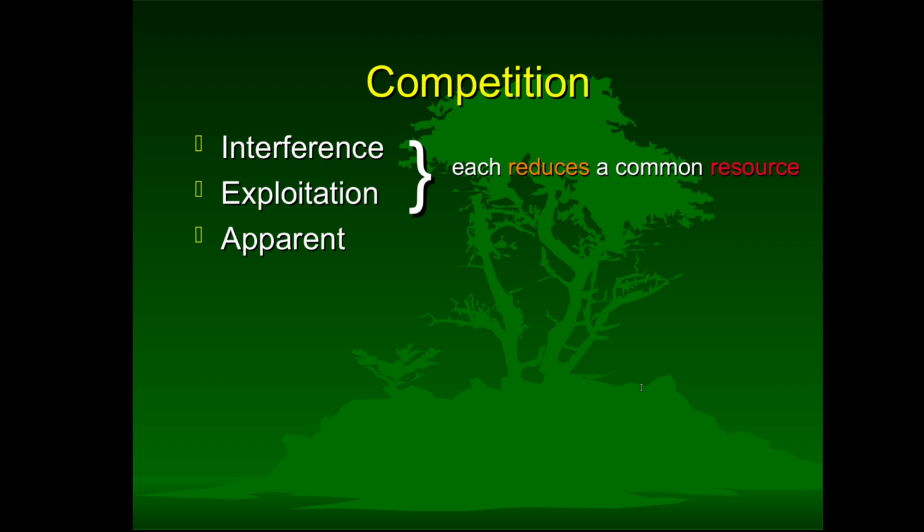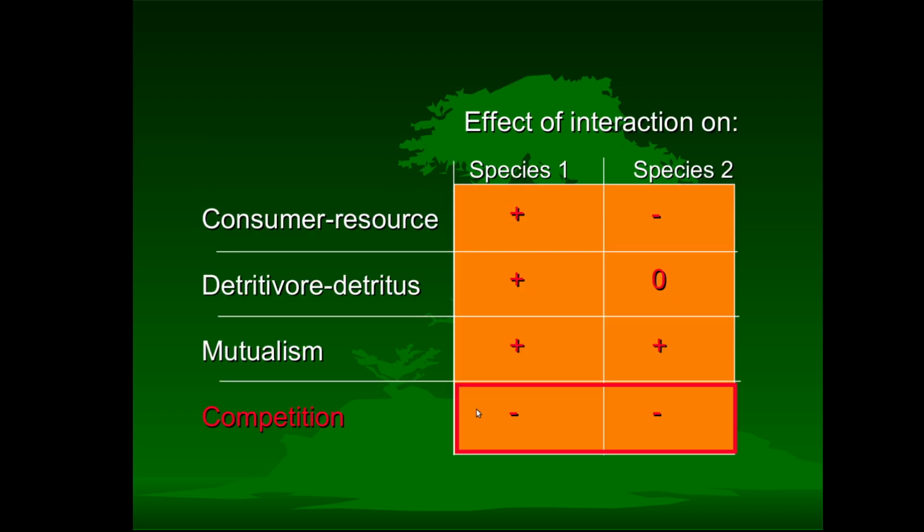This is the interaction called exploitative competition. Both species are exploiting the other's limiting resource, and in so doing, they reduce the other's fitness and rate of population increase. So that gives us this negative interaction, which by definition is competition.